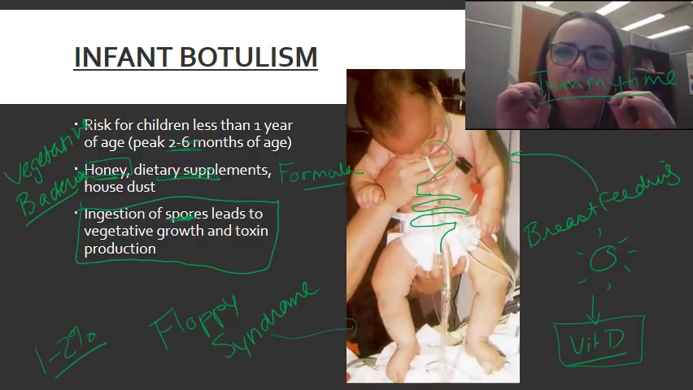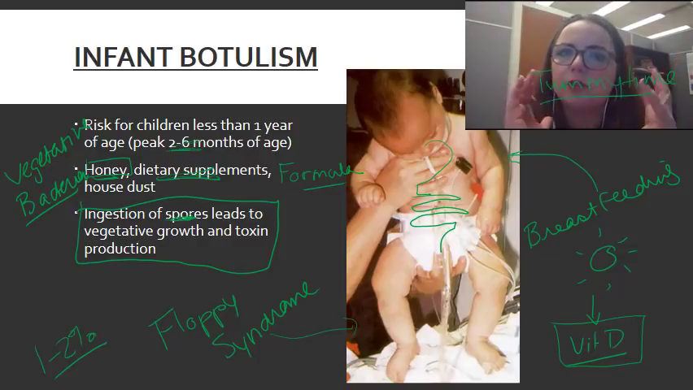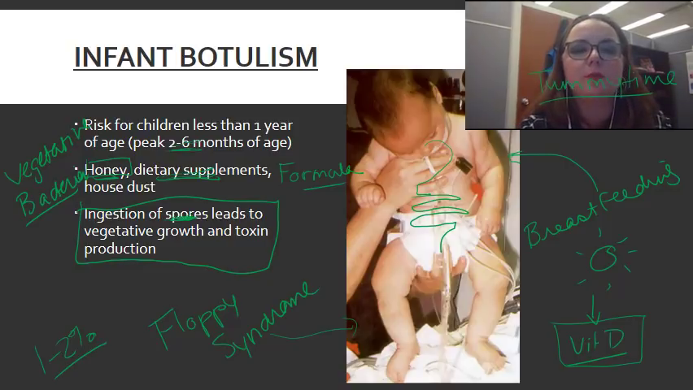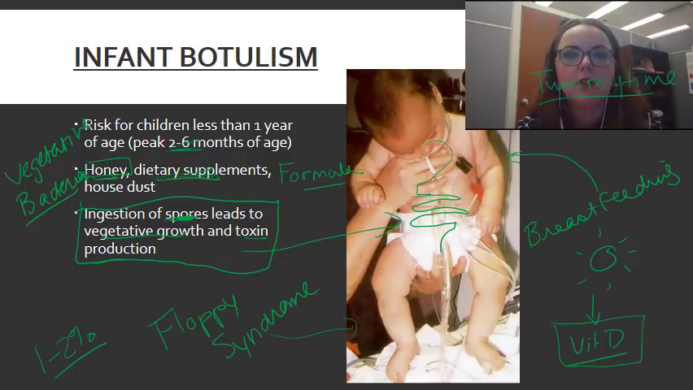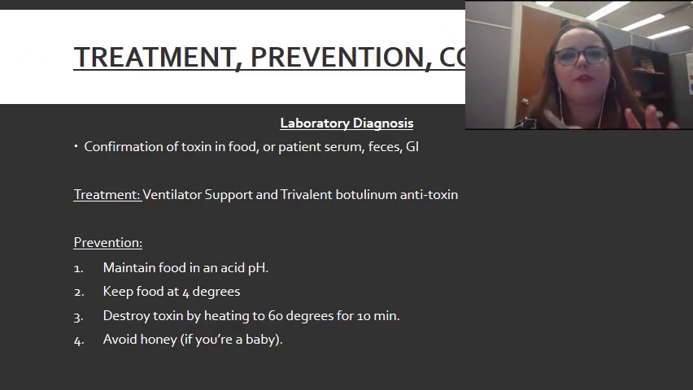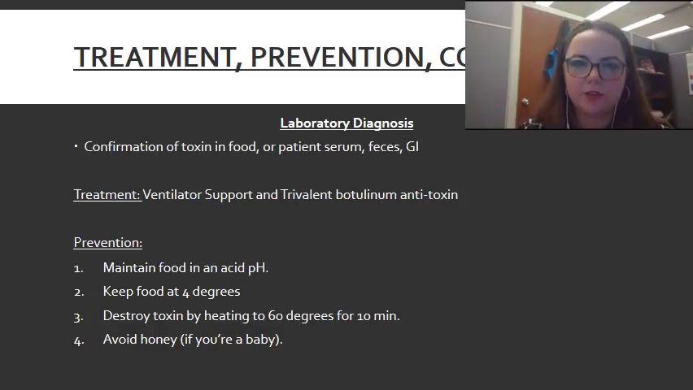So as long as we get therapy on board quickly, all is well, baby will be fine. Okay, so those are your main differences, right? Adult botulism, we're talking preformed toxin. Infant botulism, we're talking ingestion of spores, and then vegetative growth and toxin production locally in the gastrointestinal tract. Okay, so briefly, let's talk about diagnosing it and treating it. Really, to diagnose it, you just need to confirm presence of the toxin. You can do that in the food, the patient's serum, feces, or GI tract.